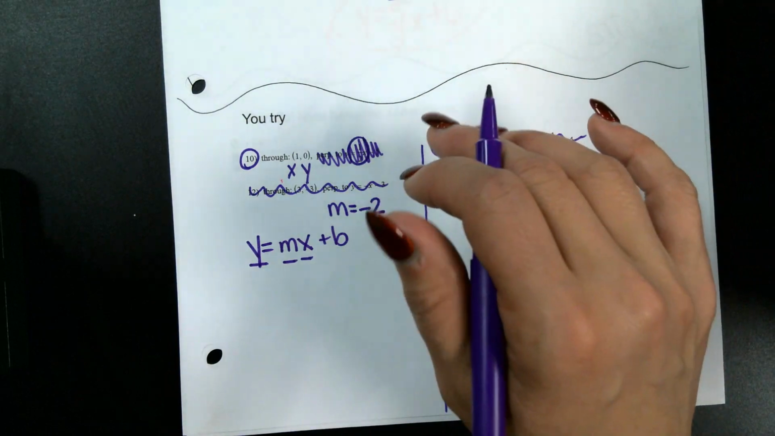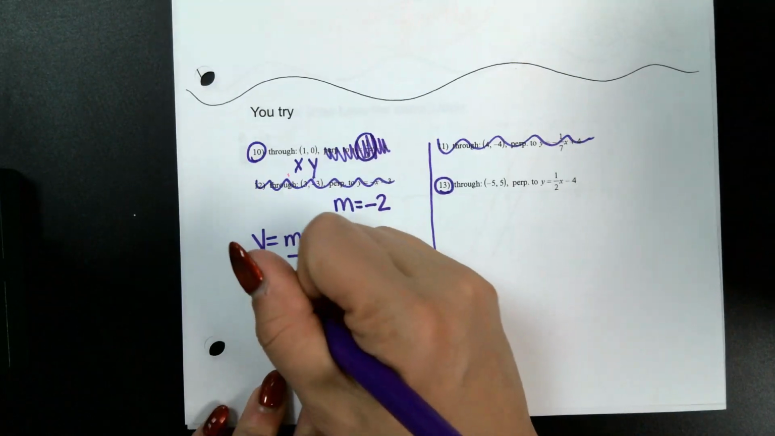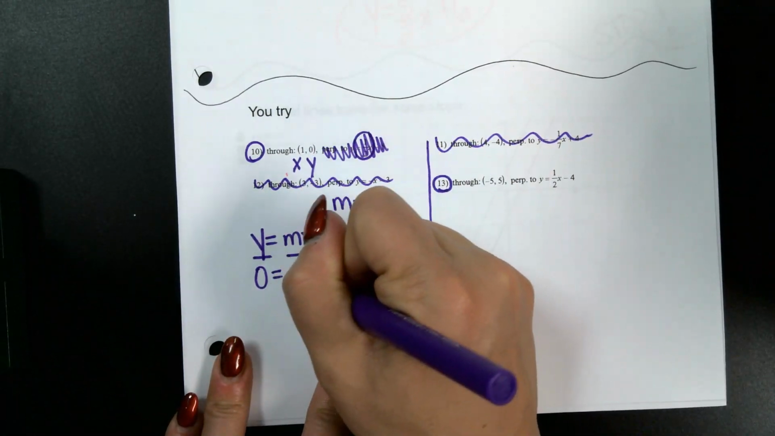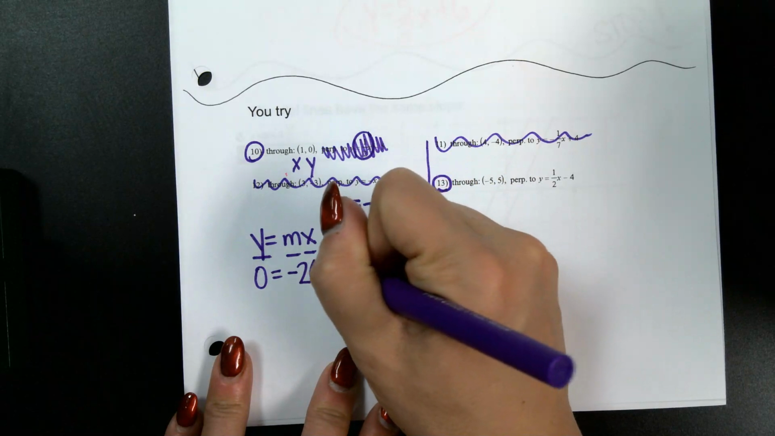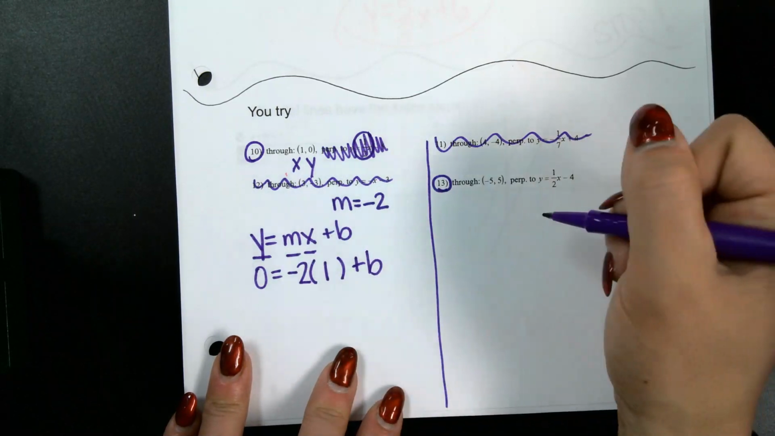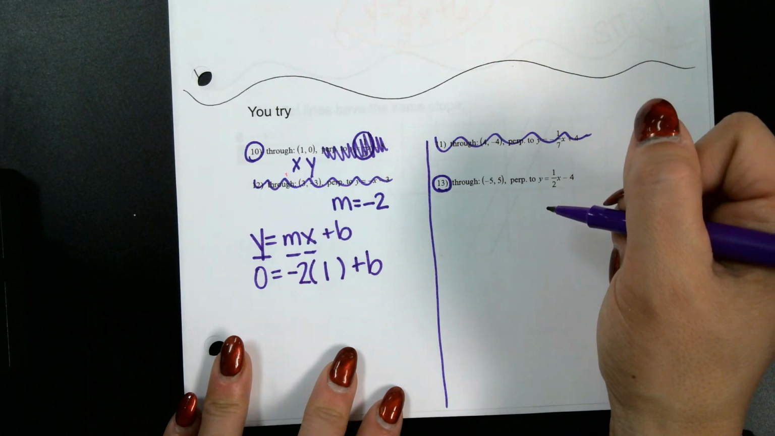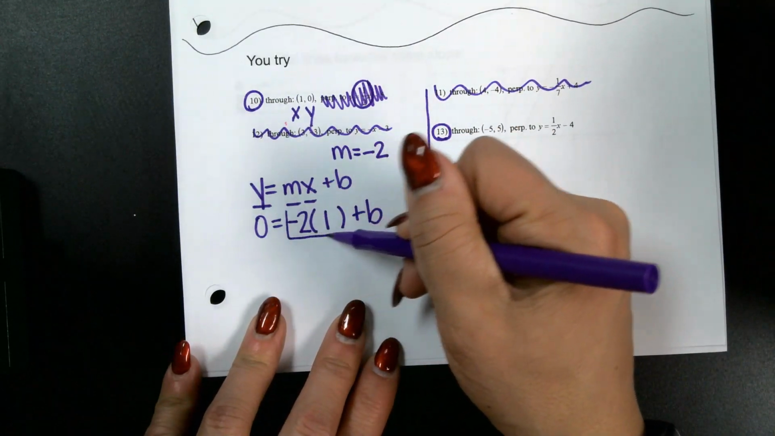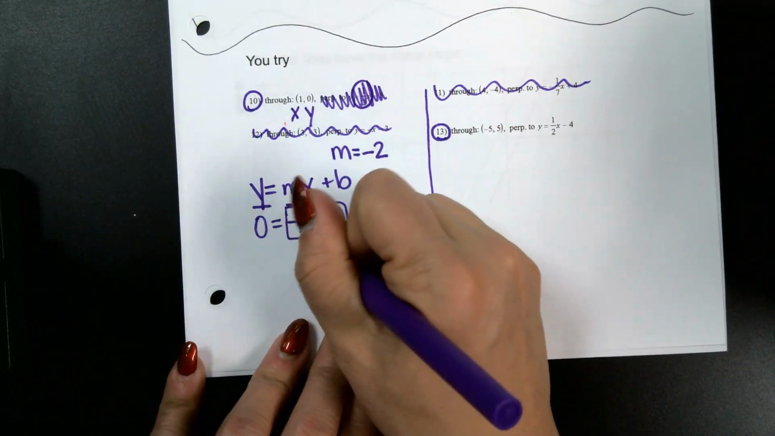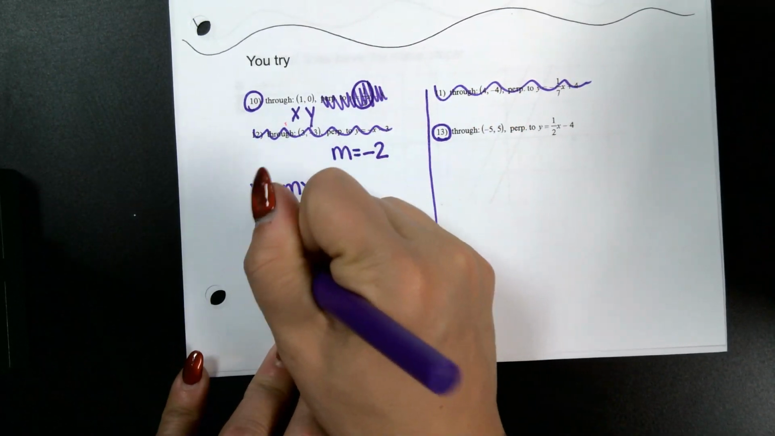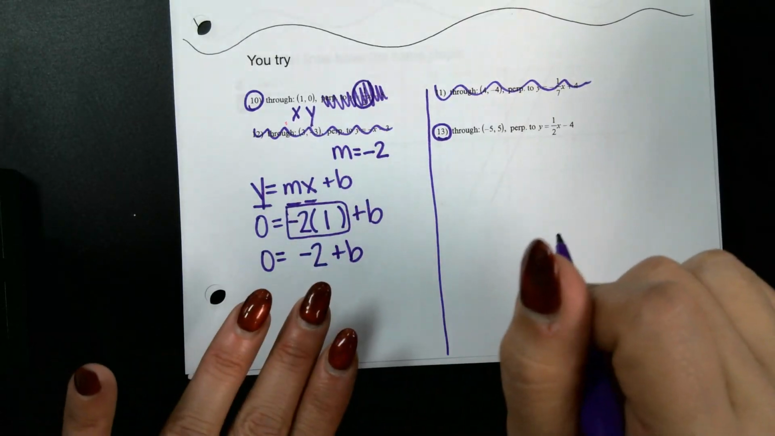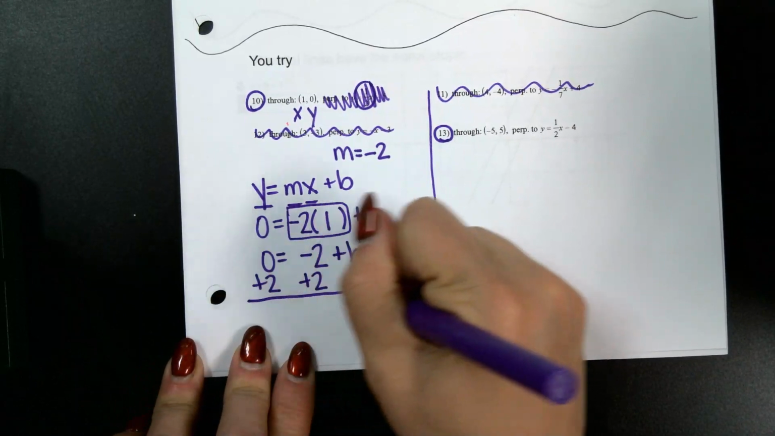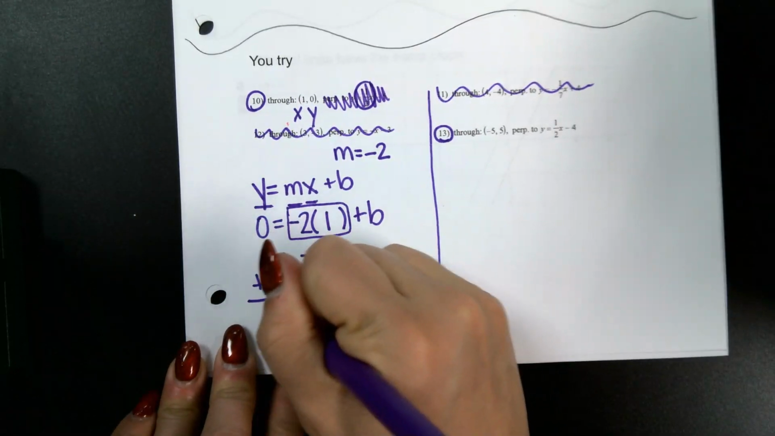What number goes in for y? What number goes in for m? -2. And what goes in for x? 1. Okay, what is -2 times 1? -2. And how would you move that number? You'd add 2. So b equals 2.